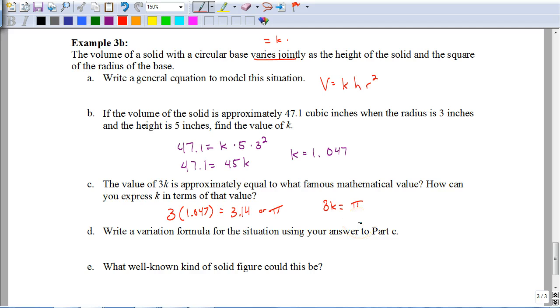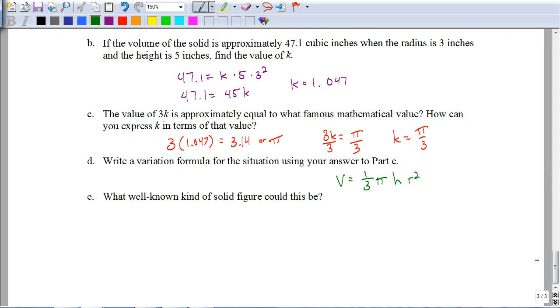So if I want to figure out another way to look at k, I could say k equals, if I divide both sides by 3, I could say k is equal to pi over 3. And if you took pi over 3, sure enough you get 1.047. So we found out what k is. So the variation formula would be v equals pi over 3. Or actually, you know what, a better way to write this would be to say 1/3 pi. Means the same as pi over 3, but you might recognize this equation better. Times h times r squared.